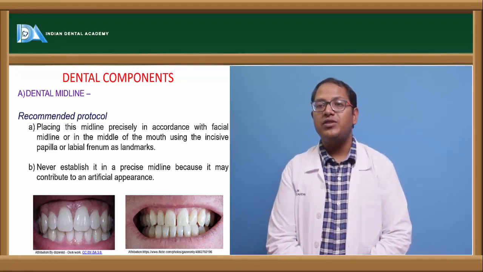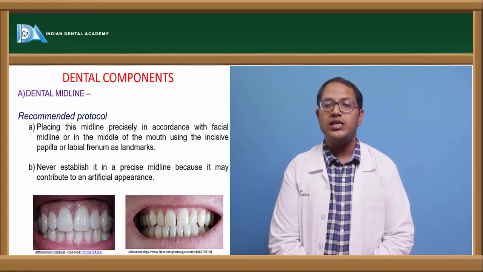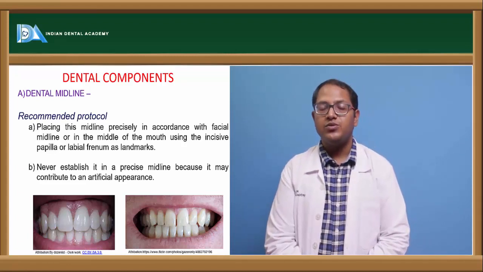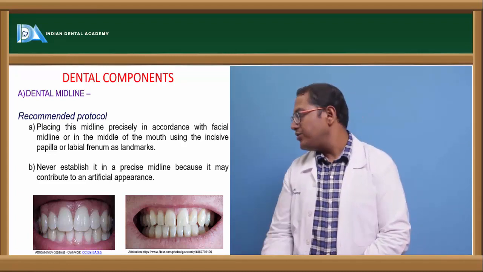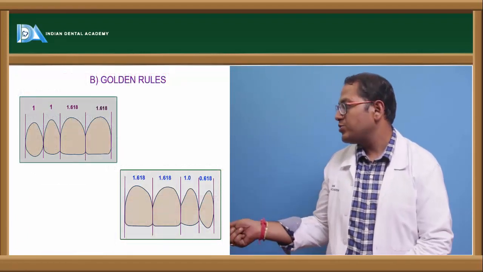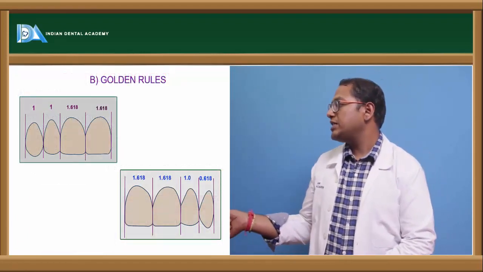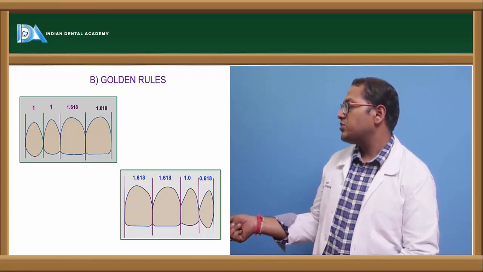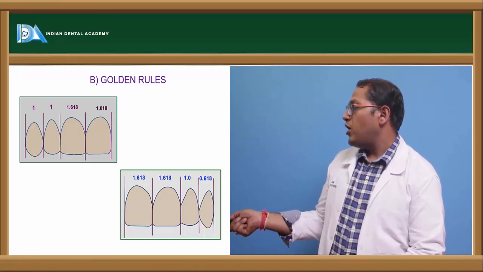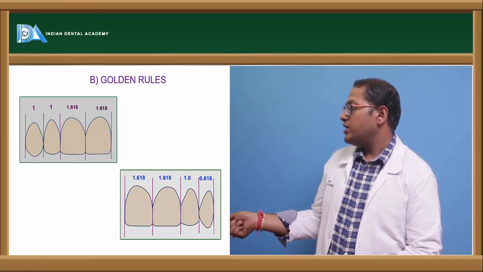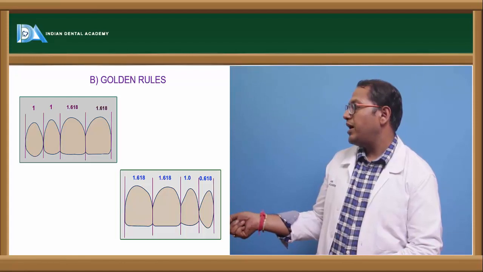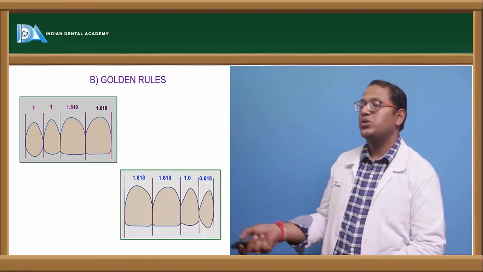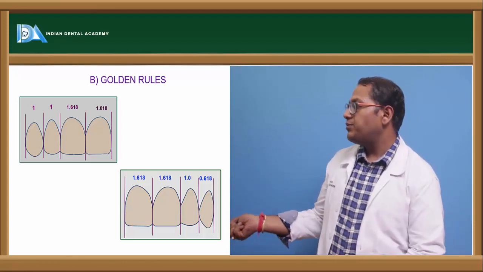So it is an imaginary vertical line that separates the two central incisors. That itself is what is called the dental midline. Golden rule, let's see how it says that. That's what we spoke about. If our central incisors are 1.618, laterals will be 1, and the canines will be 0.618. In this picture, 1.618 in centrals, laterals will be 1, so canine visibility will be 0.618. So this is called golden proportion.